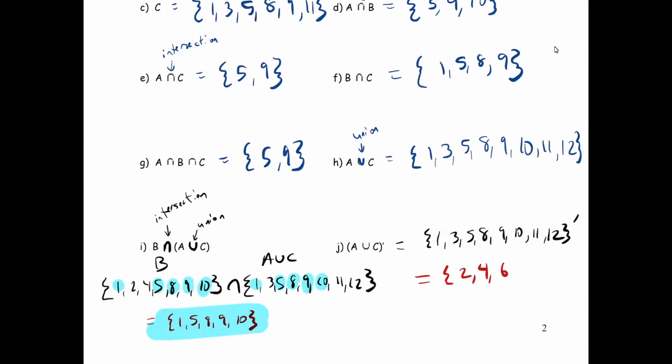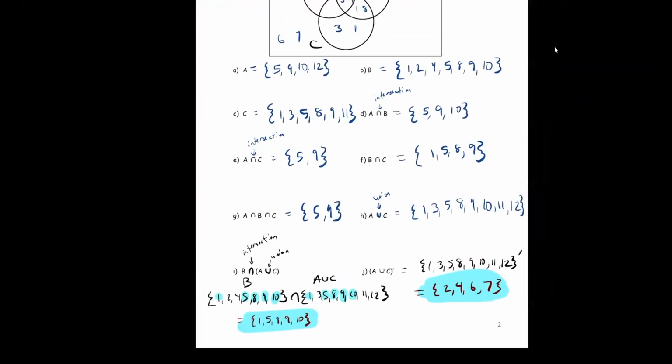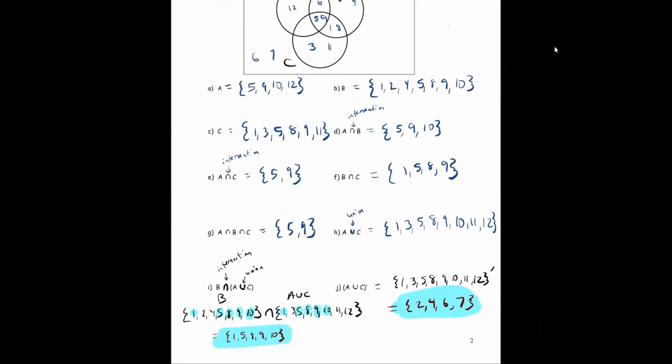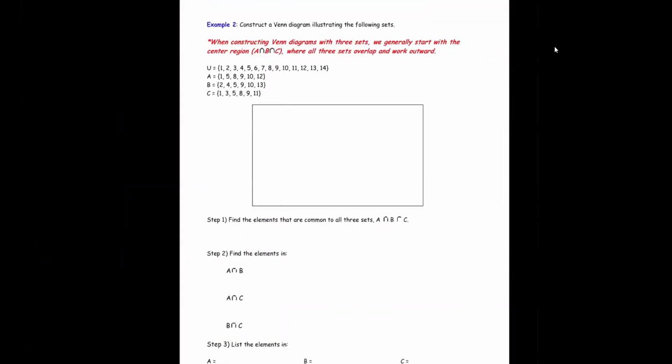I think 7. Yeah, you're right. Because remember, it's just 1 through 12. So the 2 is missing, so that goes there. The 4 is missing. The 6 is missing. The 7, 8, 9, 10, 11, 12. So yeah, you're right. So it's everything except those numbers. So that's how you can think of the complement. All right. Anybody have any questions on this page? No. Okay. Let's see what else we have on the next page.